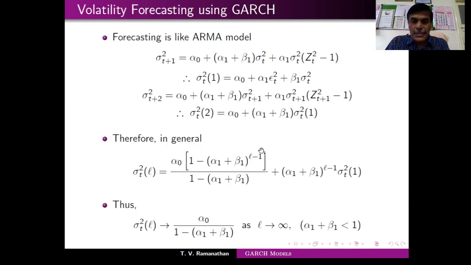Now the computer does this maximization, so we don't have to worry too much. Now comes the last aspect, what is called volatility forecasting. Volatility forecasting is done like forecasting in the ARMA model.